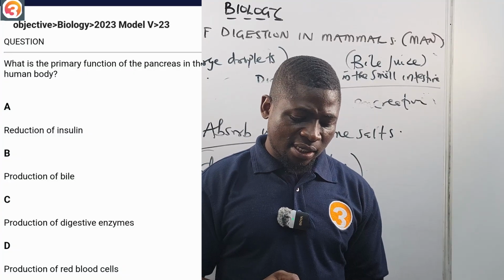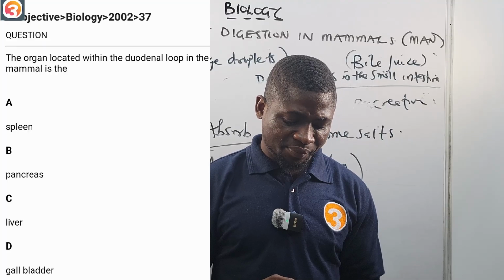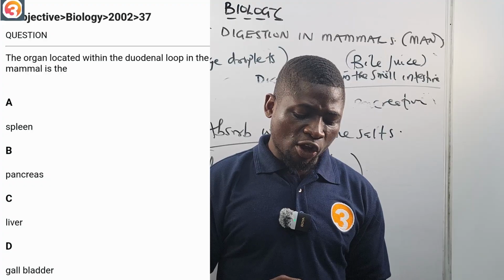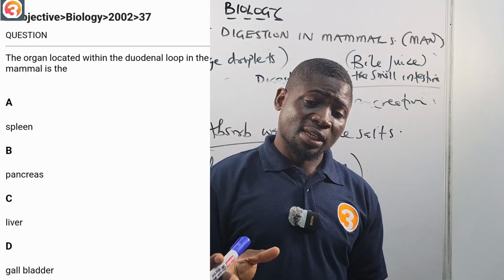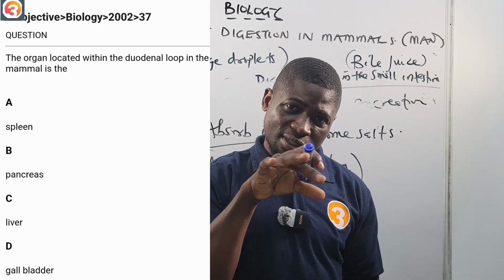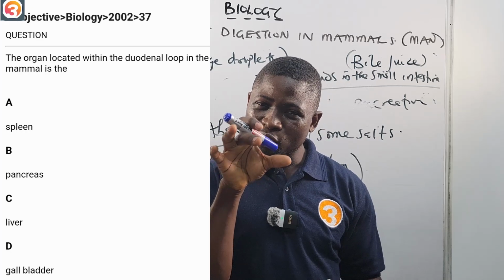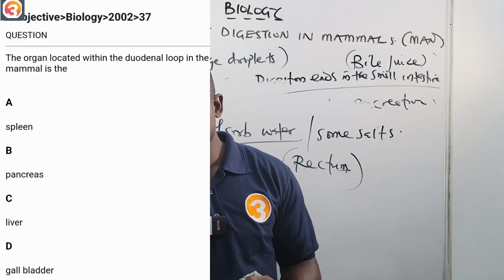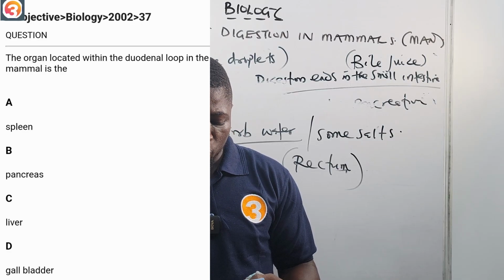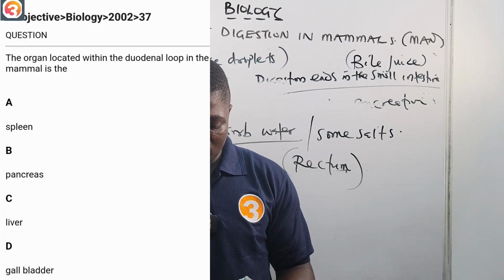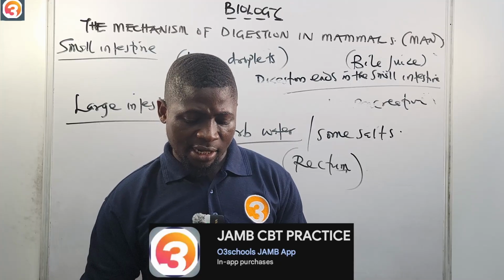All right, so now we have seen 2005. Let us see 2002, number 37. We say the organ located within the duodenal loop in the mammal is obviously, as I told you, after the stomach we now have the duodenum, which is the entrance to the small intestine. And at that first initial part of the small intestine, we have the pancreas there. So obviously, the correct answer there will be option B. The pancreas is just located just below the stomach, as I told you.